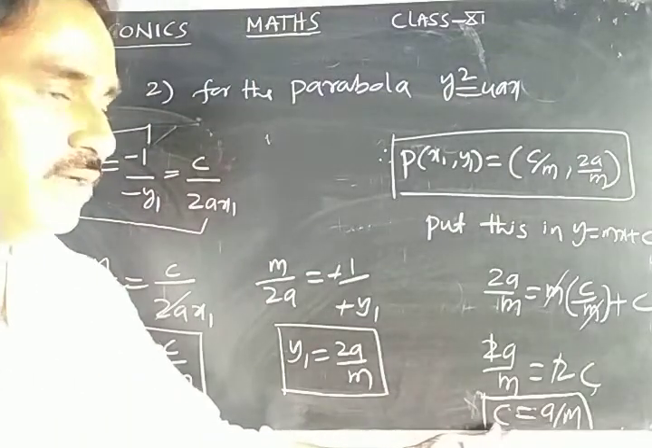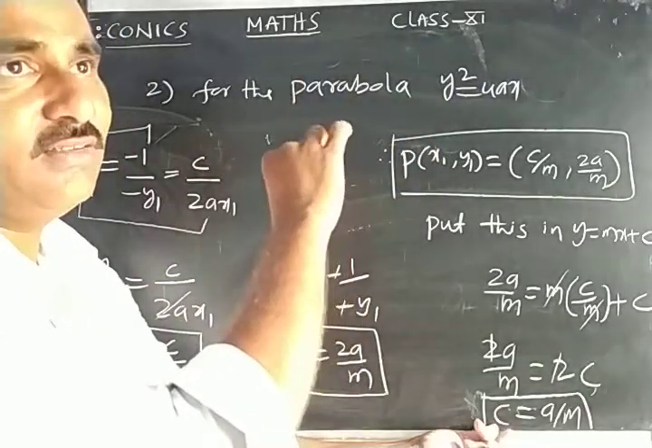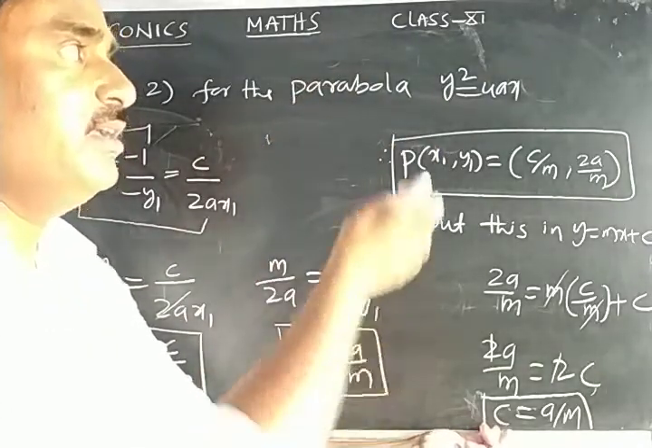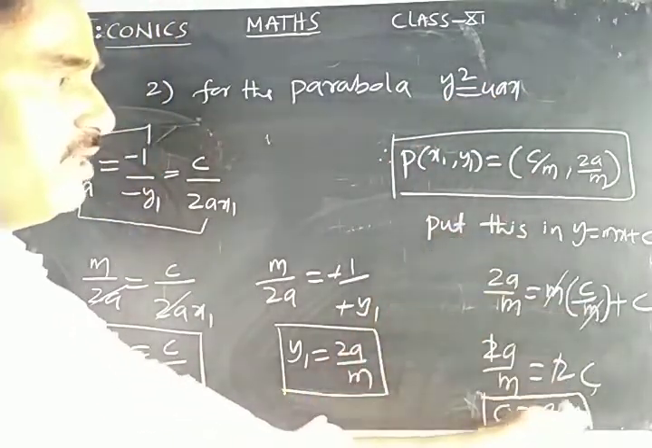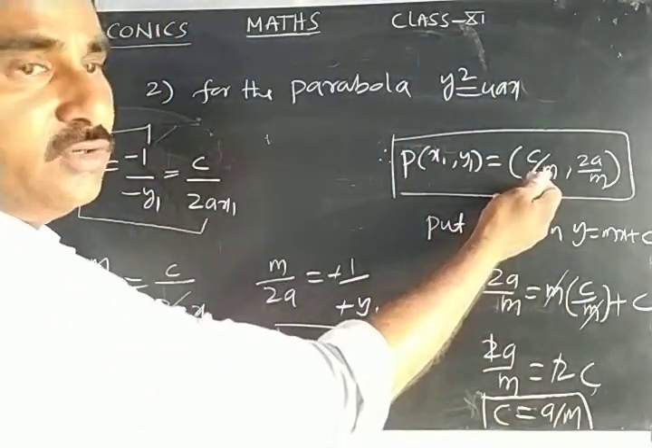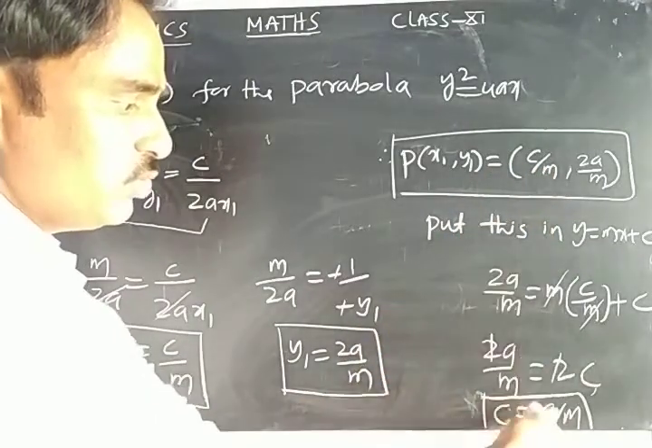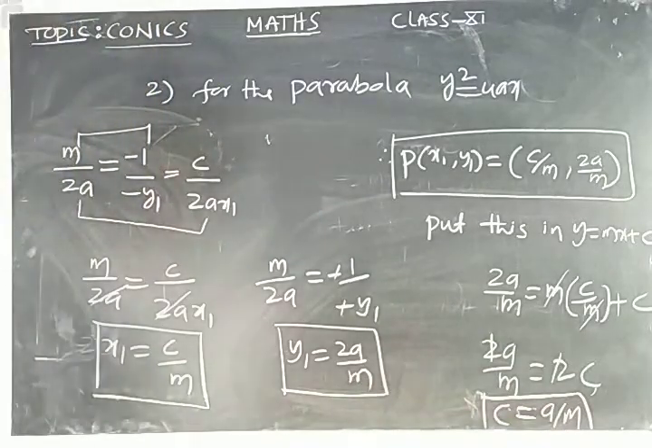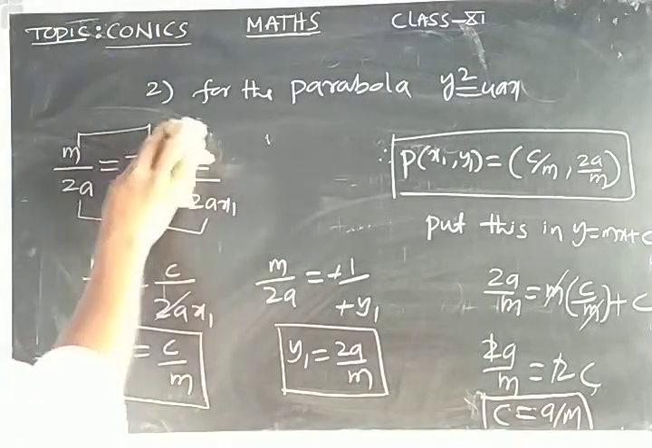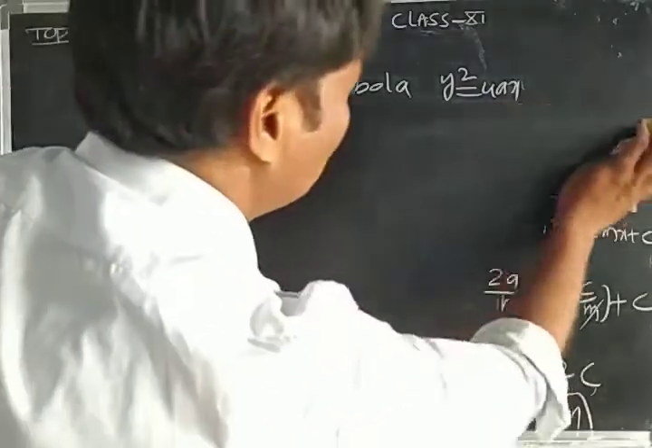So this is the condition of tangency, where a straight line in the form y equal to mx plus c is a tangent to this parabola. The condition is c equal to a by m, and this is the point of contact. To get the point of contact, use this formula. To show the straight line is tangent to the parabola, use this formula, c equal to a by m, right? Now similarly, you can derive the condition of tangency for the ellipse also.